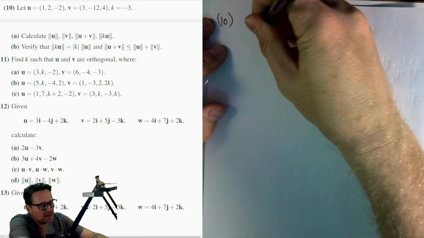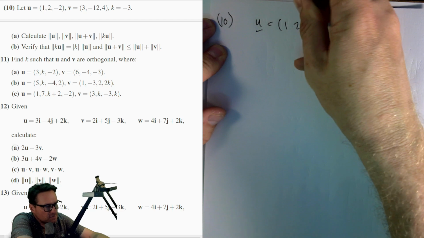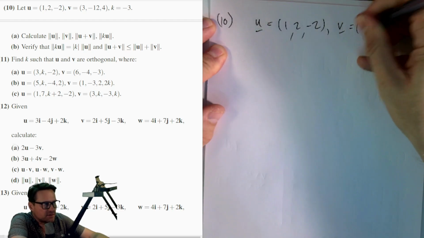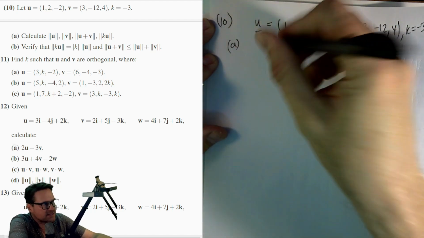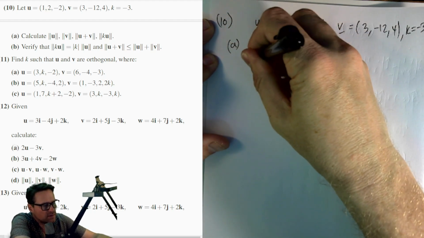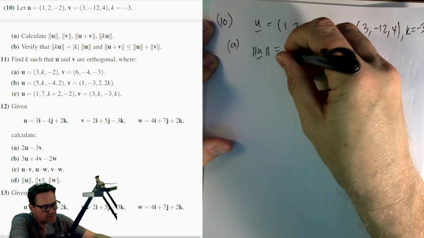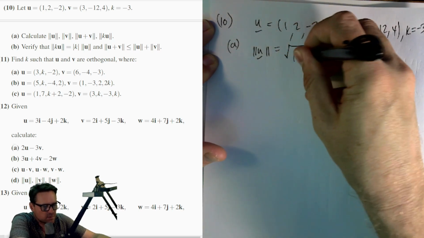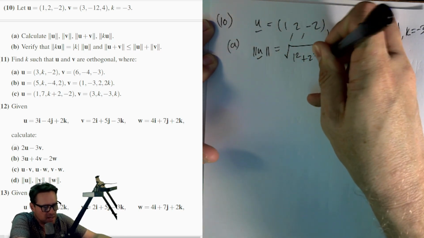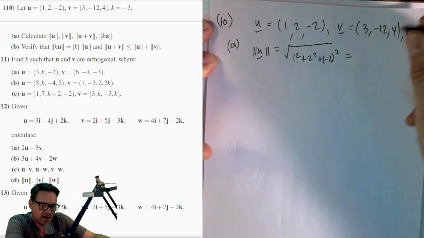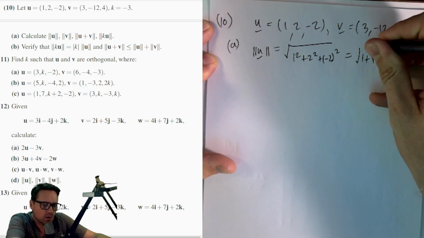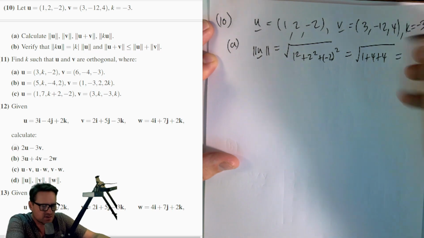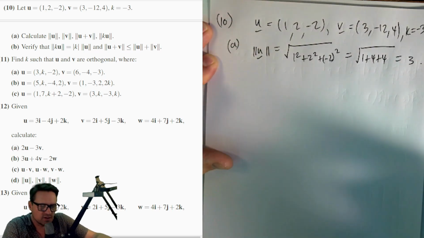Question 10. So we have u is the vector 1, 2, minus 2. v is the vector 3, minus 12, 4. k is equal to minus 3. Okay, part A says calculate the norm of u, among other things. So the norm of u is the square root of 1 squared plus 2 squared plus minus 2 squared. And so that is the square root of 1 plus 4 plus 4. The sum is 9, so the square root is 3. So the norm of u is 3.